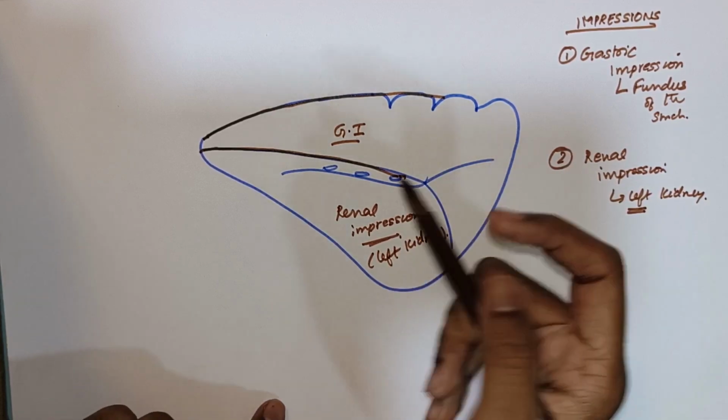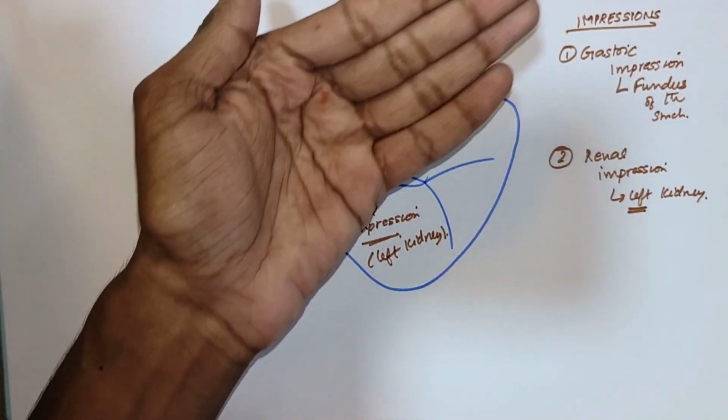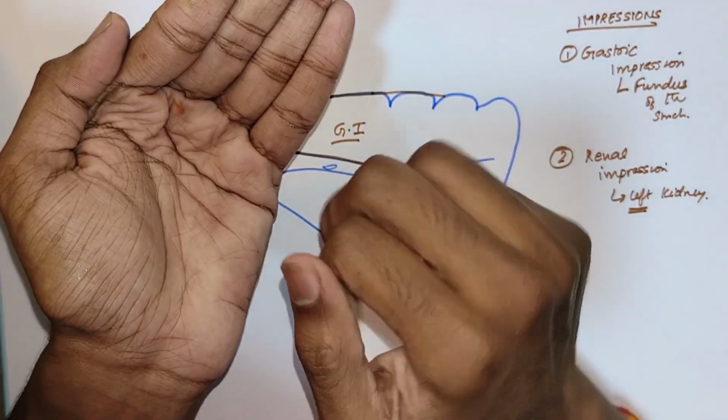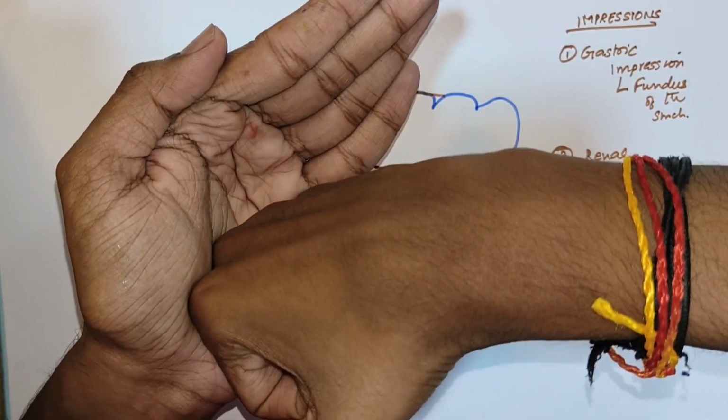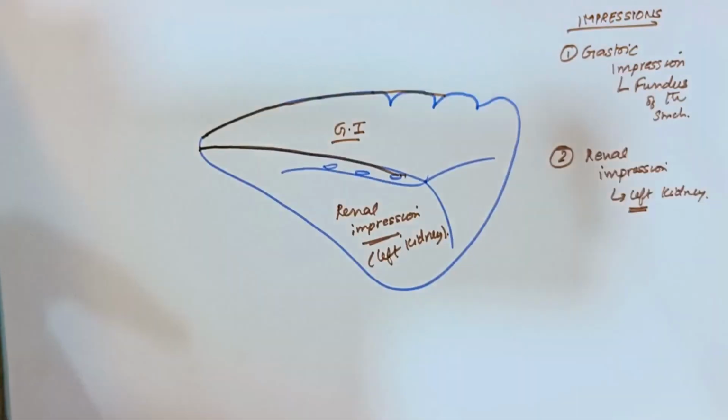Now, where is it actually located? Between the intermediate border and the inferior border. Now, again, if this is your spleen, this is the intermediate border, and this is the inferior border, and this is the kidney. So, the kidney is making an impression here. So, this is the renal impression. This was the gastric impression for the fundus of the stomach.